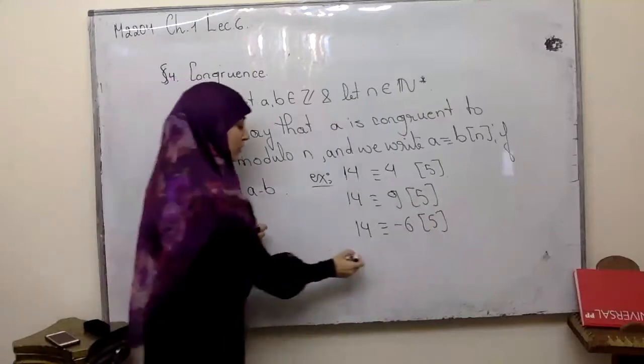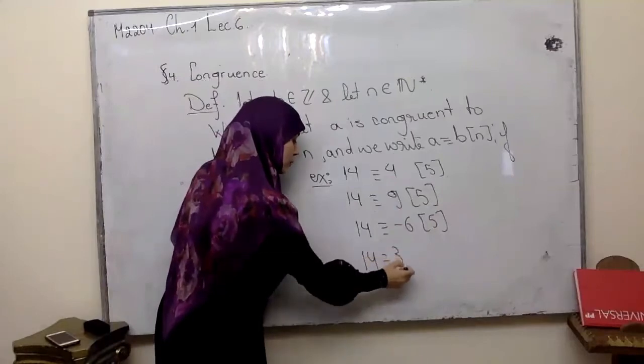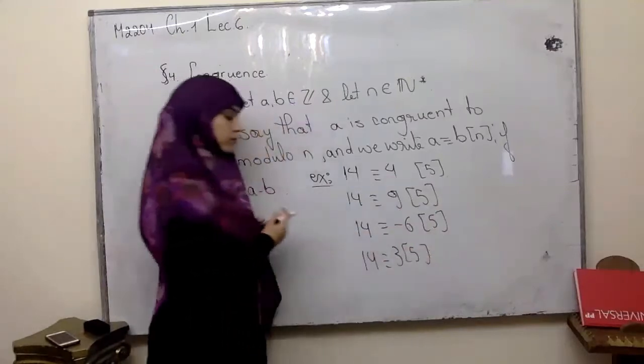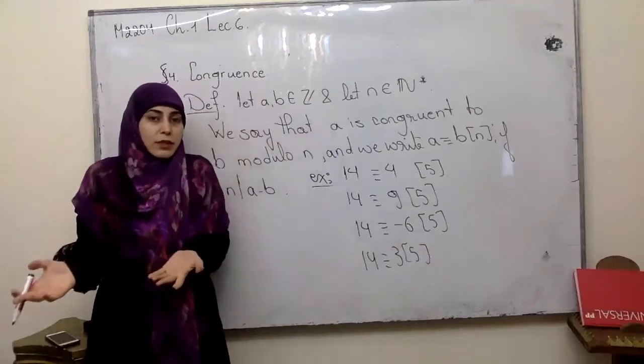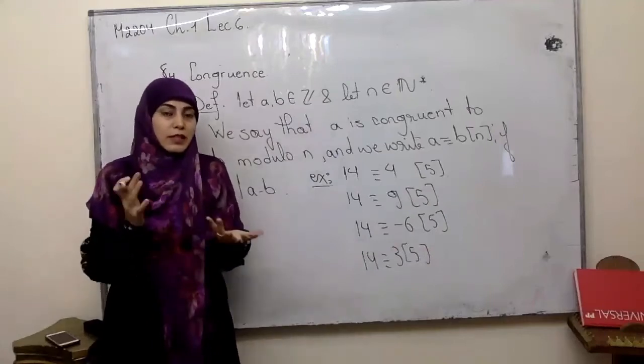Okay, so can we say that 14 is congruent to 3 modulo 5? Of course not، لأنه 14 minus 3 is 11 which is not a multiple of 5.